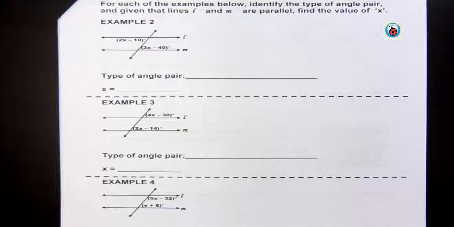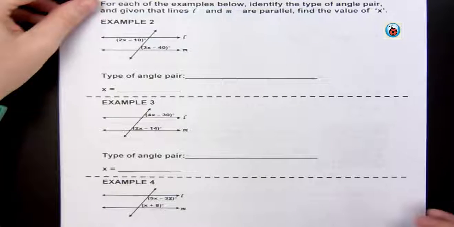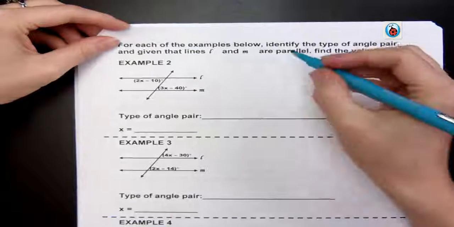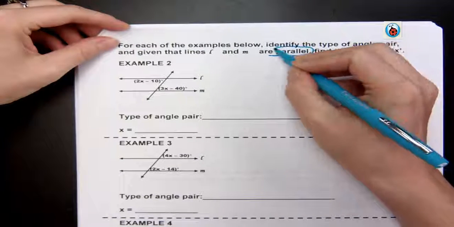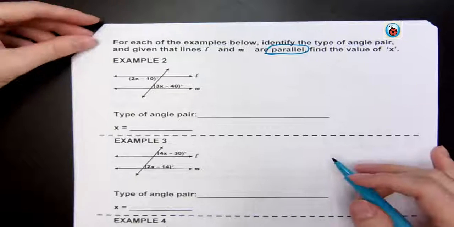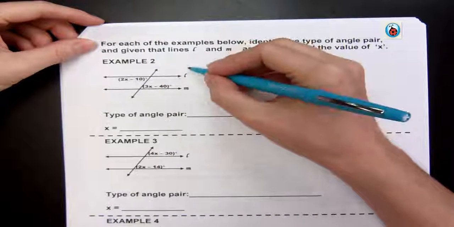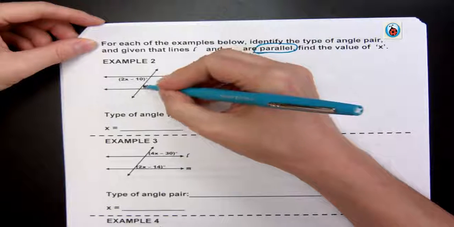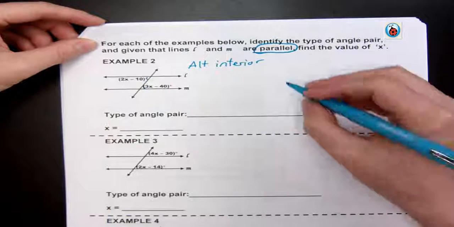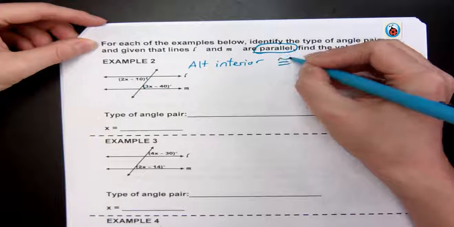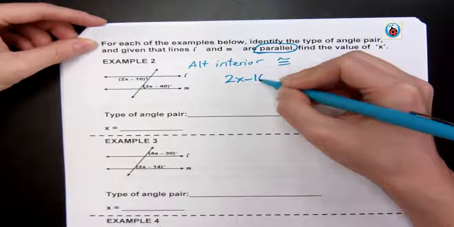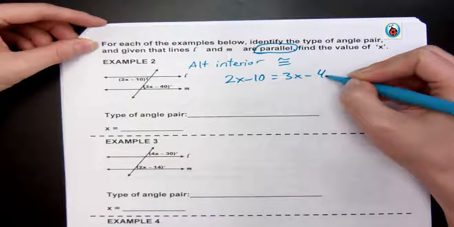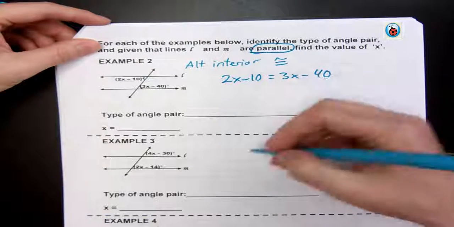So now that we know which angles equal each other and which angles add up to 180, we get to write and solve some equations. And so first we're going to identify the type of pair, given that they're parallel. If it doesn't give us that definition, we can't assume that they are congruent. But these are my alternate interior. They're both on the inside of the parallel lines and on opposite sides of the transversal, which means they equal each other. So I set up 2x minus 10 equals 3x minus 40. And then we go ahead and solve.